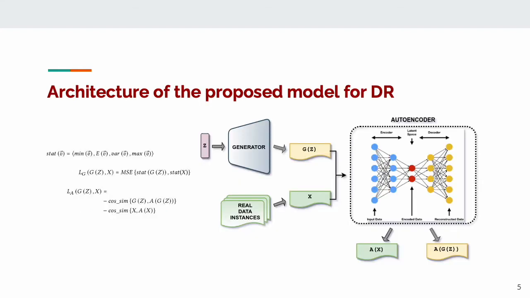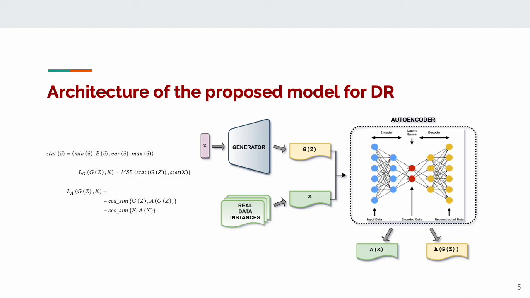In this slide, you can observe the architecture of the proposed model and the loss functions of the 2 involved networks. Zeta represents the random seed, G of zeta represents the synthetic data created by the generator, A of G of zeta represents the reconstructed synthetic data by the autoencoder, X represents the real data, and finally A of X represents the reconstructed real data by the autoencoder.